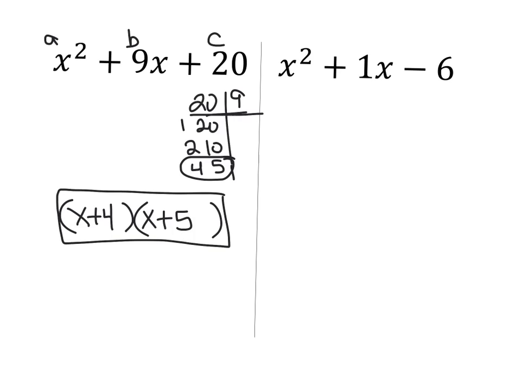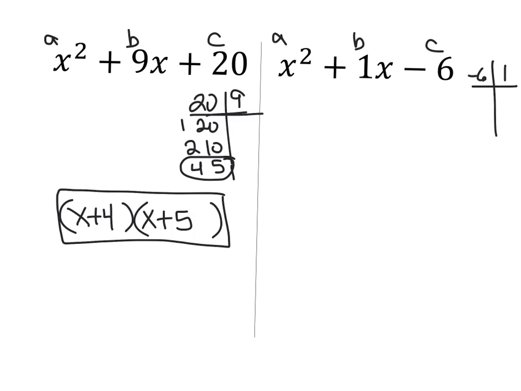Our second one, we have an a, b, c. Because a is 1, we're going to do factors of a times c. So it's going to be factors of -6. They have to multiply to -6, but add together to give me 1.